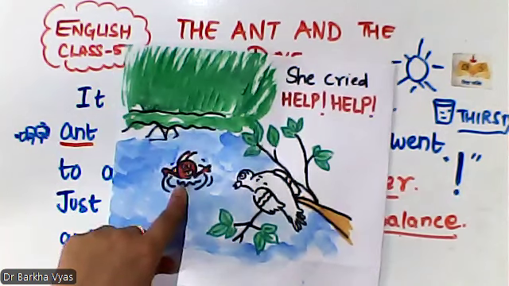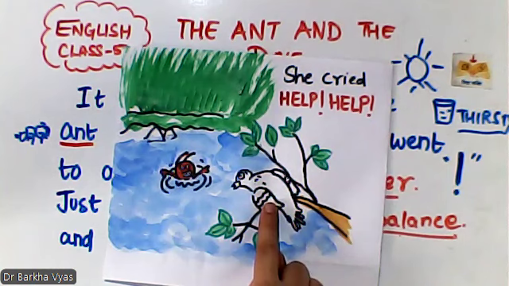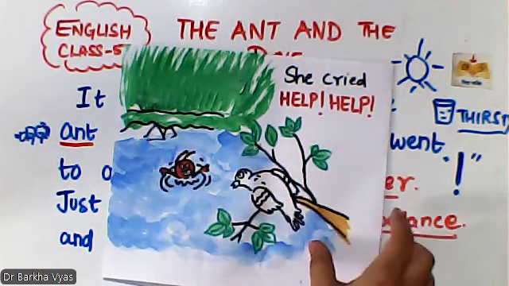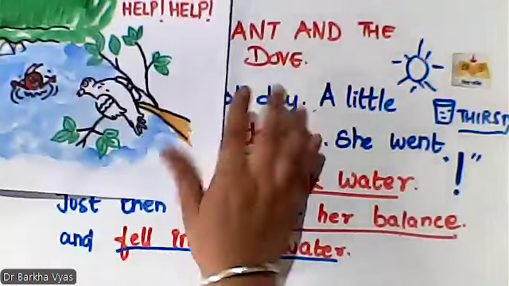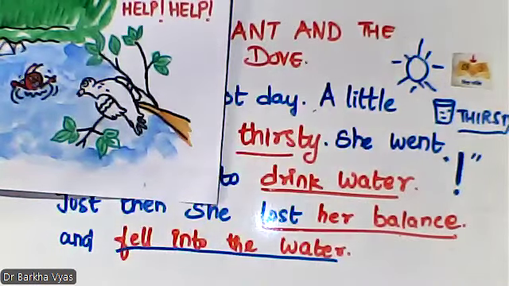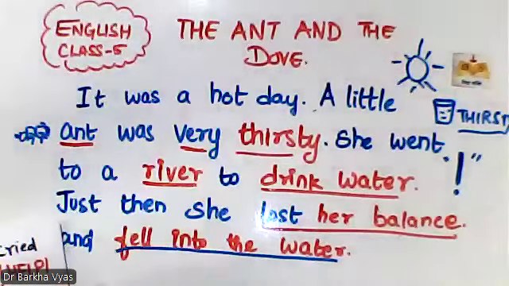When the ant had fallen into the water, a dove was sitting in a tree. Okay, I'll put the image here. You're able to see it, and I'll write here. Okay. So now let me remove this. Did you understand this? What is happening here?